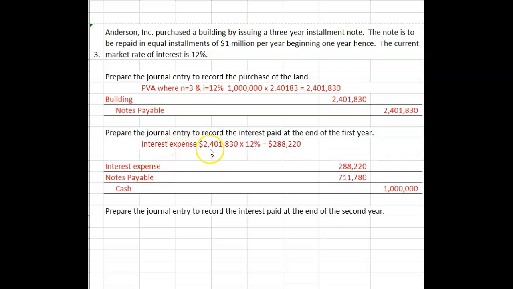So the first year's interest expense is $288,220. That's the principal balance of $2,401,830 times 12%. Debit interest expense, $288,220. Debit notes payable, $711,780 to balance. And credit cash, $1 million.